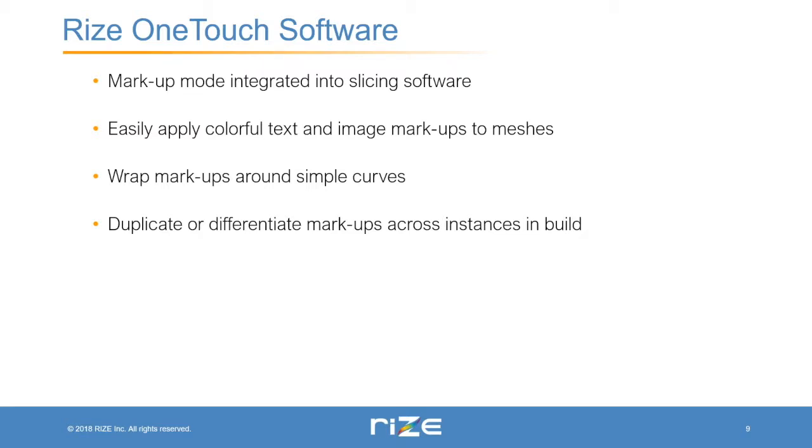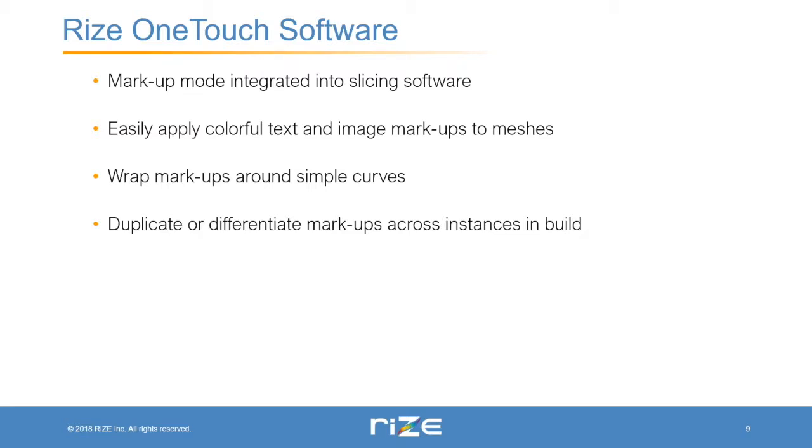So if you have a single part that has a set of color and image information on it, and you want to apply additional markups to it, but you want each one to have a set of different markups, then our markup mode can very easily allow you to do that.